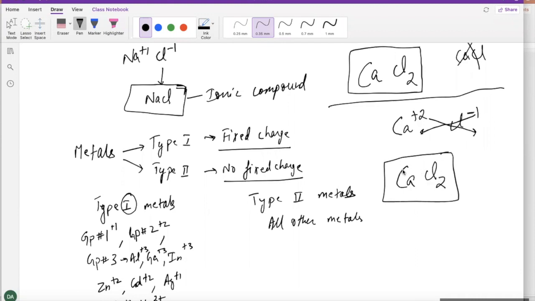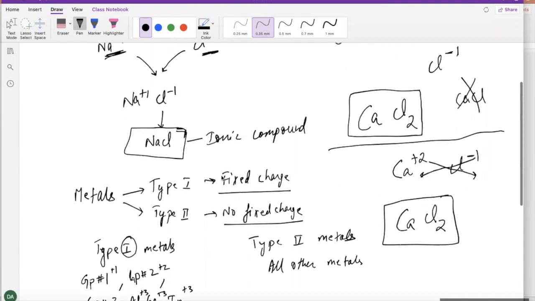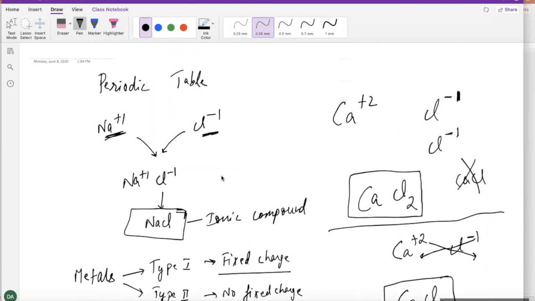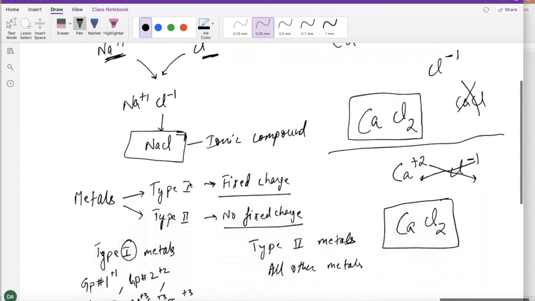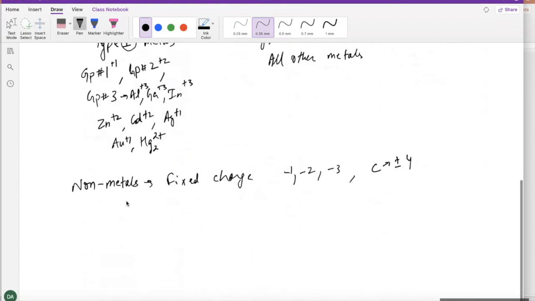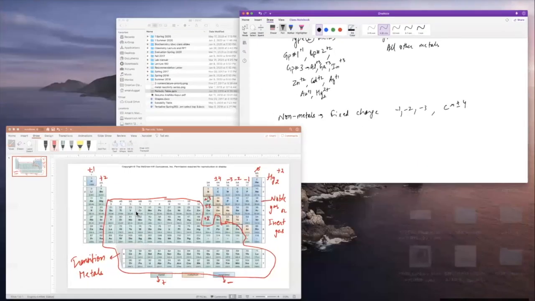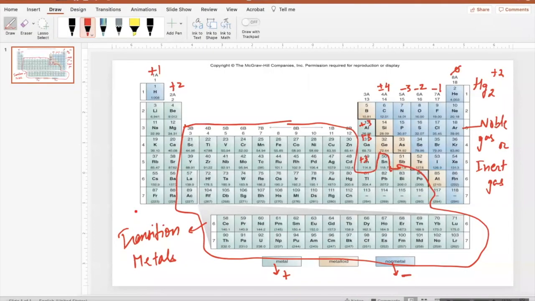Okay, all right. So now, guys, what we have learned is how you make ionic compounds. We also learned how the periodic table works. We learned that on the periodic table, we have metals and non-metals. Metals are positive, non-metals are negative. And how much charge they have, if positive, like plus one, plus two, or plus three, and if they're negative, negative one, negative two, negative three. And then we learned some exceptions like these ones here that have a fixed charge as well.